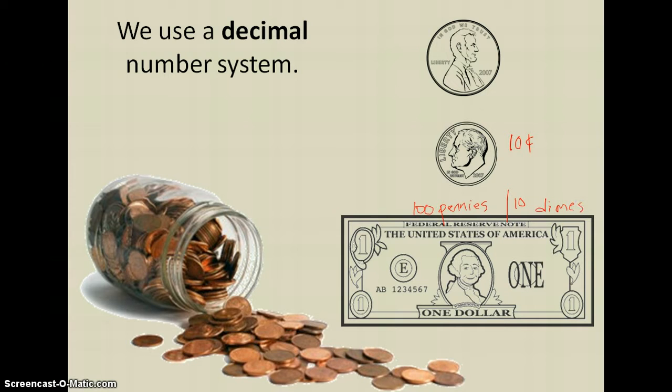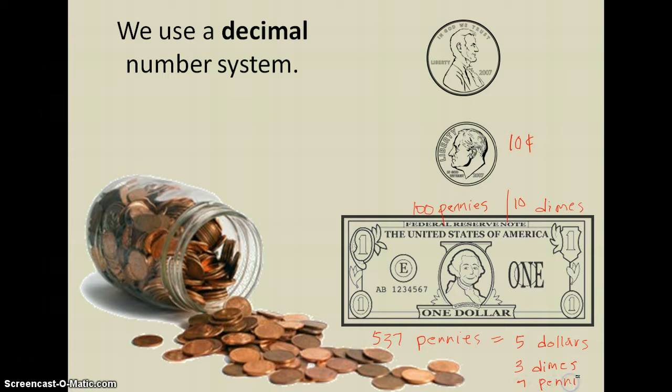So if I'm thinking about those 537 pennies that I have, I could take 500 of those pennies, and that would give me $5. Then I'd have 37 cents left over. Well, 30 of those cents I could make into 3 dimes, and then I'd have 7 pennies left over at the very end.